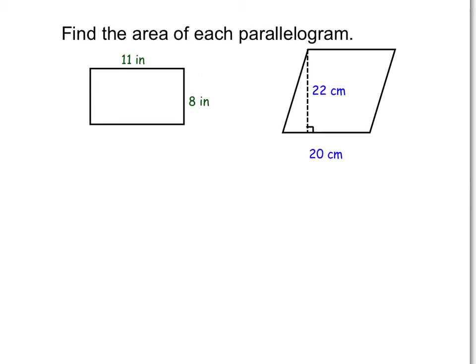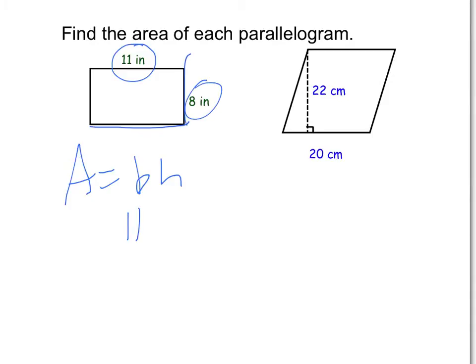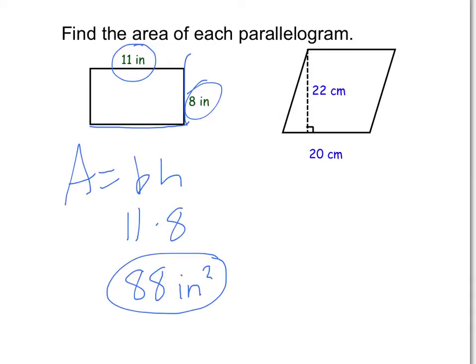Alright, so if the area is base times height, we're just going to take our base, which would be the same as the top, right? 11 times the height, 8, and we get an area of 88 inches squared. Whenever we do area, we want to take our unit and square it, because we're actually talking about how many little squares would make up this shape if we had divided it up.